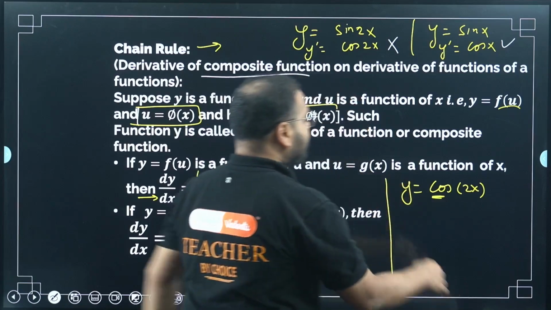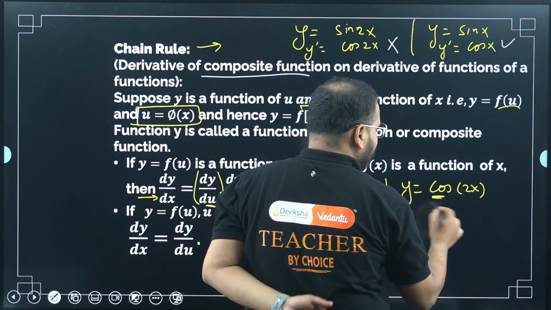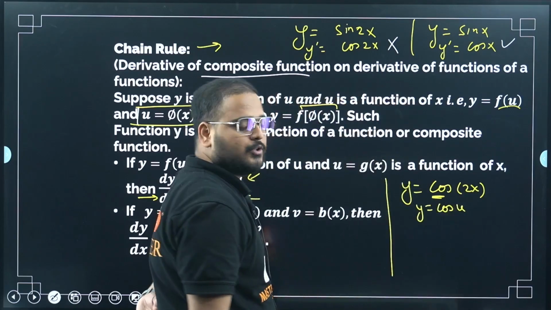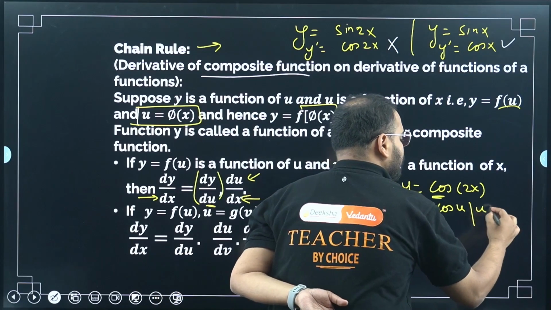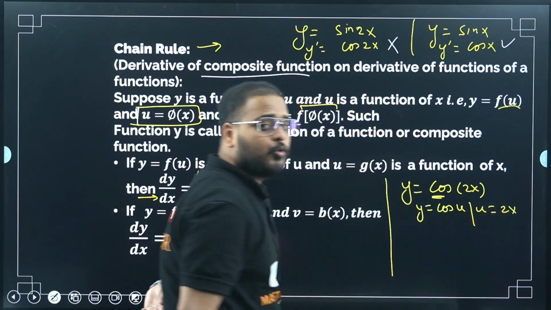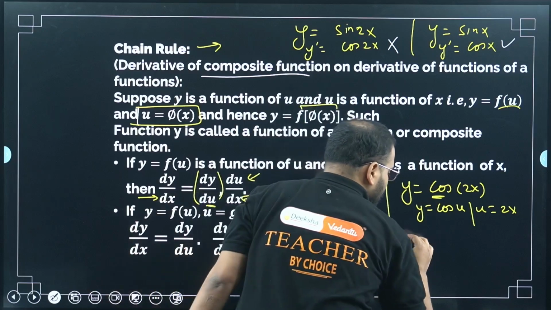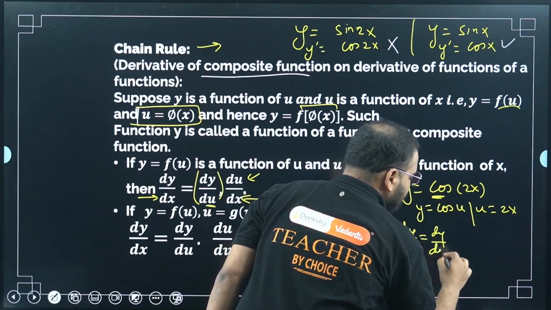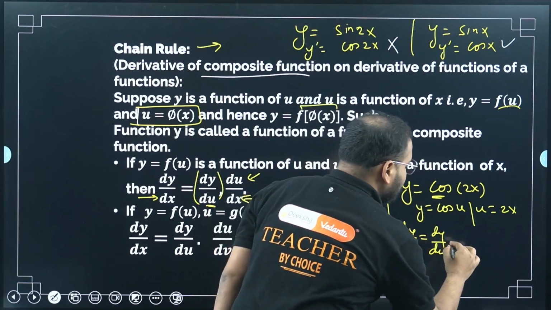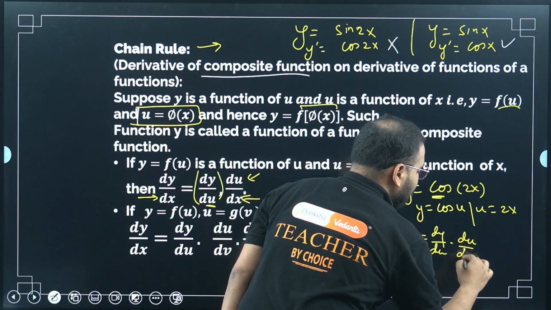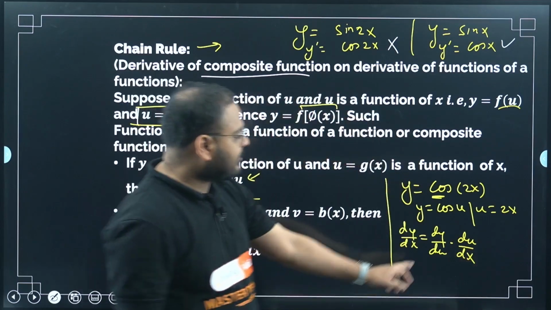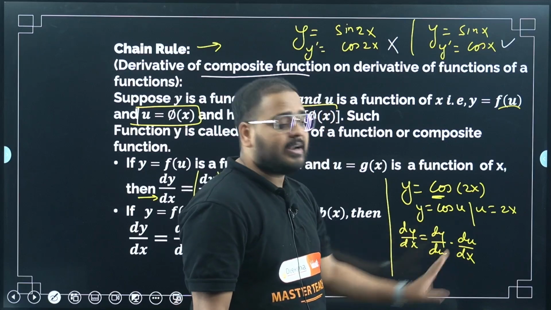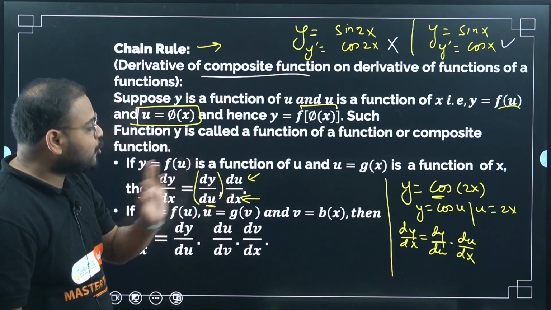So how will we deal with it? First we will take this. Please check. If I write y equal to cos u, and then I write u equal to 2x, then what I am saying is, dy by dx is equal to dy by du times du by dx. Please check. First write the differentiation with u, then du by dx. Please check, dy by du times du by dx.